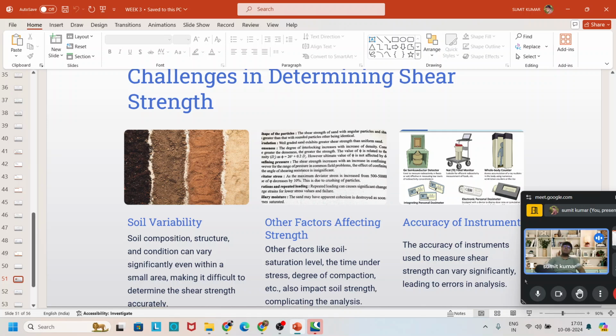This is one of the most important aspects about the instrument, because in soil mechanics we see that a little bit of difference in value will not significantly affect the result. So that is not a major problem, but a major accuracy problem in the instrument could lead to wrong information regarding the result. So that needs to be taken care of.